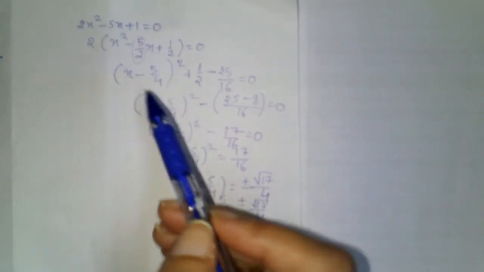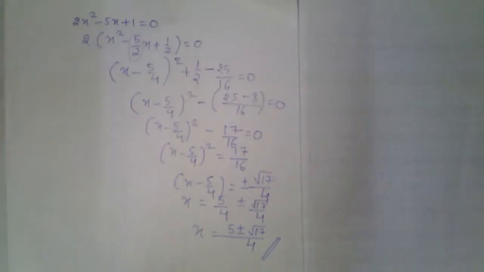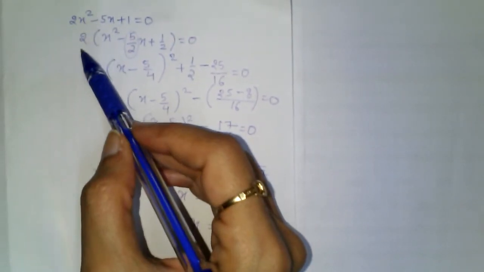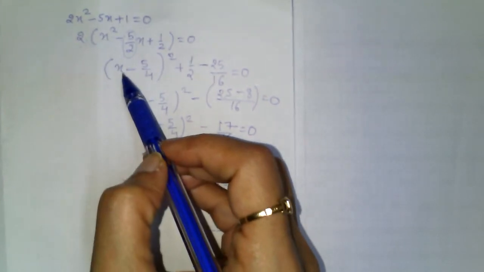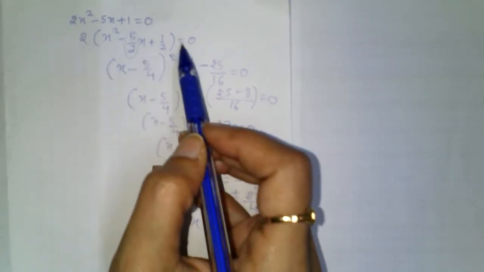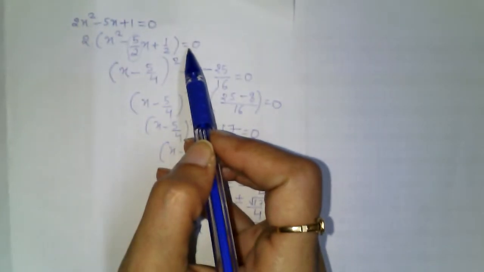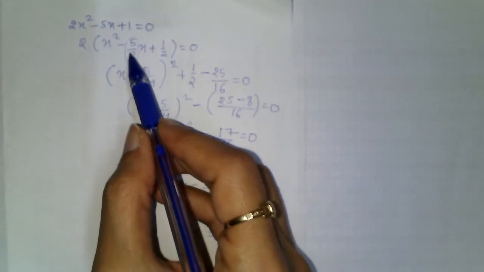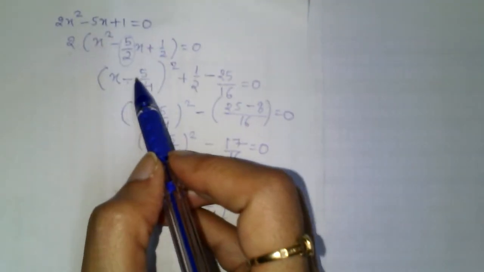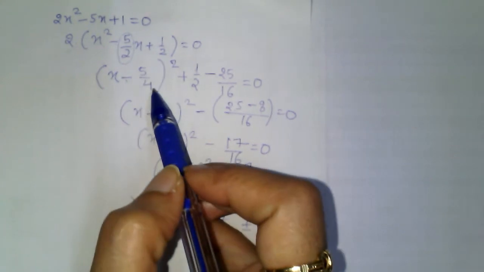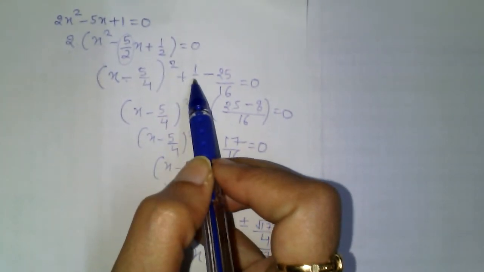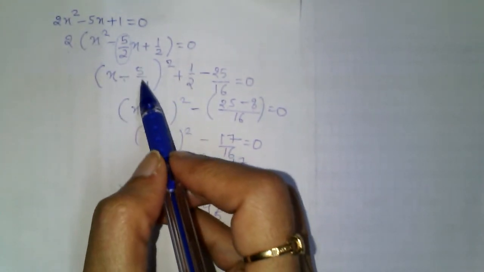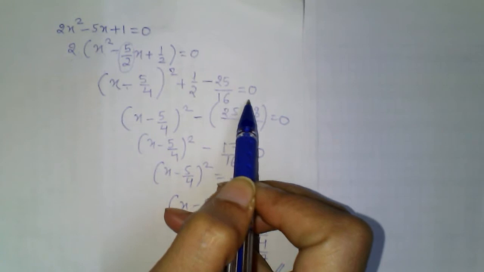So let me revise what I did here. I simply made the coefficient of x square as 1 by taking 2 outside, and I wrote only x here. This 2 gets vanished because I send it to the right hand side. So I am writing this x as it is. Sign is minus, so I have written minus. Then half of the coefficient of x is 5 by 4 whole square plus, write this 1 by 2 as it is, and always subtract square of this constant term, which is 25 by 16 is equal to 0.